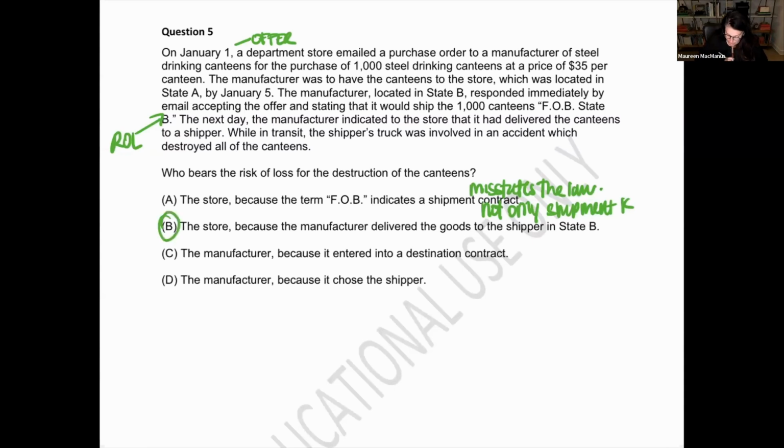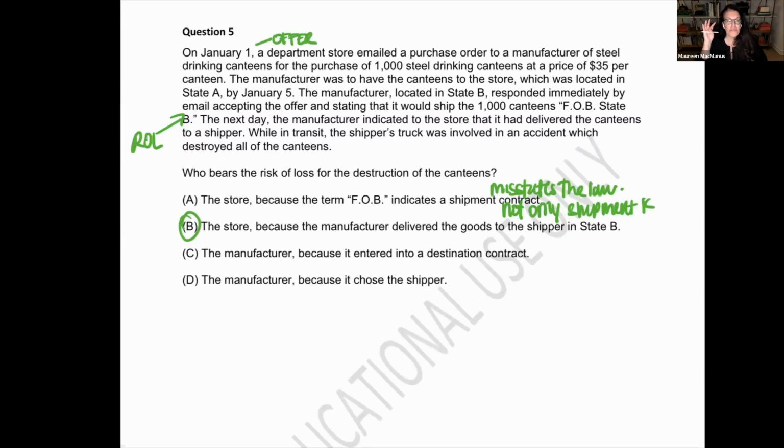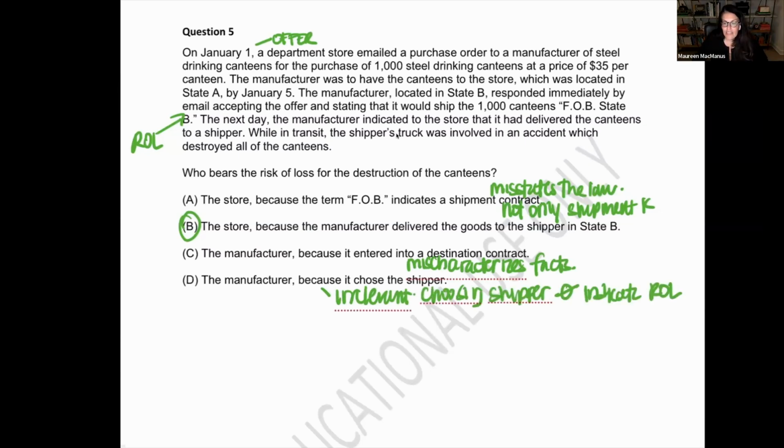C, the manufacturer, because it entered into a destination contract. So you need to know what a destination contract is. A destination contract is where the seller is responsible for delivering the goods to a specified destination and bears the risk of loss until delivery is made to that location. FOB State B means that it's a shipment contract, so not a destination contract. So this mischaracterizes the facts. And D, the manufacturer, because it chose the shipper, this is irrelevant. Choosing the shipper doesn't designate the risk of loss. So B is our correct answer.